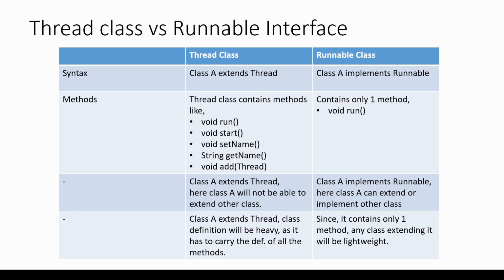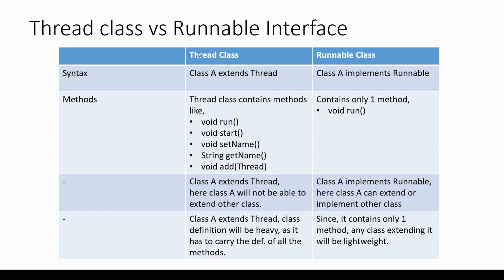Okay, so now we will see what is the difference between the Thread class and the Runnable interface. As we have seen, Java provides us two ways to create a thread. One is by extending the Thread class, and one is by implementing the Runnable interface. But what is the difference between them? We will see a few of the differences. First is the syntax. Since Thread is a class, if we want to create a thread using it, we have to extend it. And the second is that Runnable is an interface, so we can implement it.